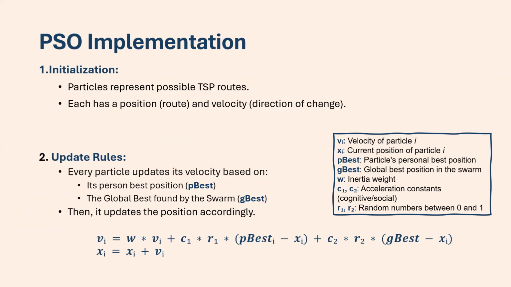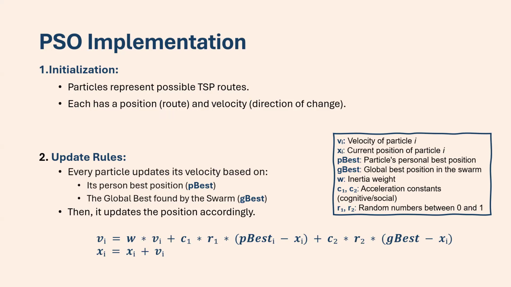So now we are going to see the implementation of the PSO as well. In PSO, particles represent possible solutions. In our case, routes for the traveling salesman problem (TSP). Each particle has a position which corresponds to a possible route, and a velocity which represents how its route is changing over time, sort of like the particle's direction or tendency to move.